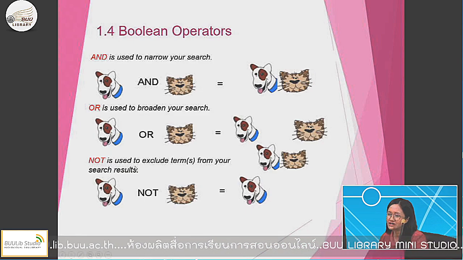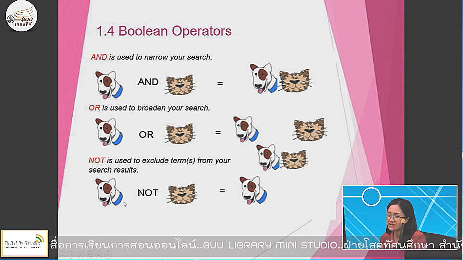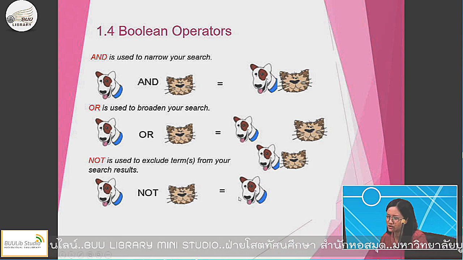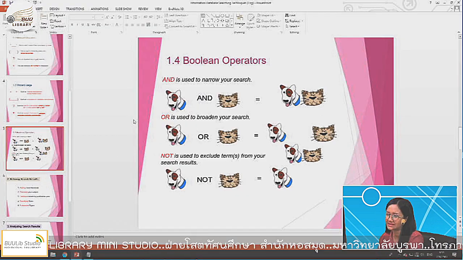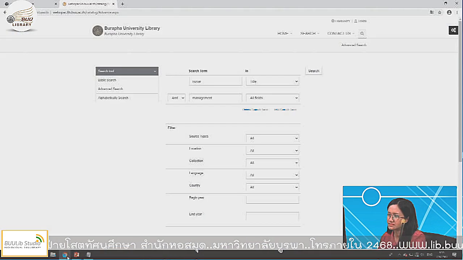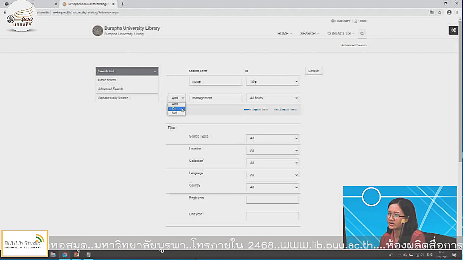NOT is used to exclude terms from your search result. For example, dog NOT cat, so the result will be exactly only dog. So you can come up with an OR, NOT.